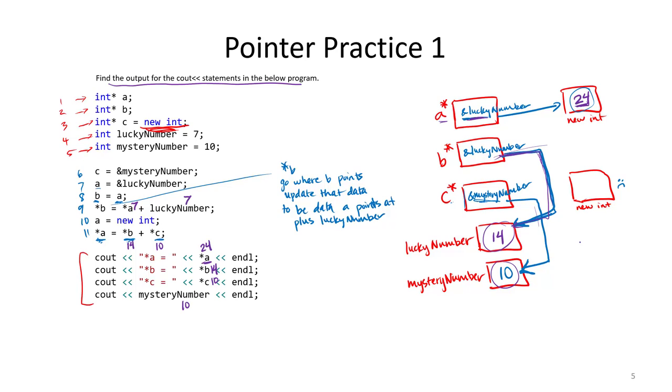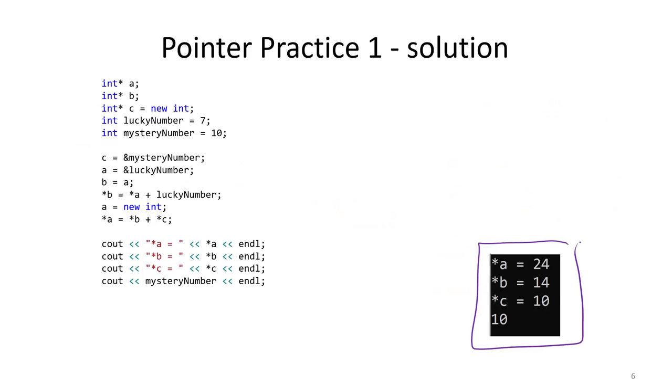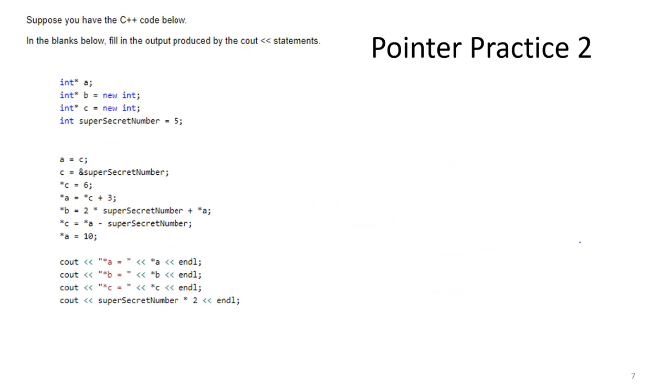So definitely give this question a try on your own if you haven't already, and please verify that you're able to get the same result as I did. Let's move on to pointer practice question 2. Notice this question is very similar. Our goal is to fill in the output produced by the cout statements at the end of the question.